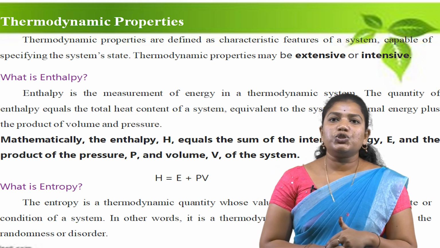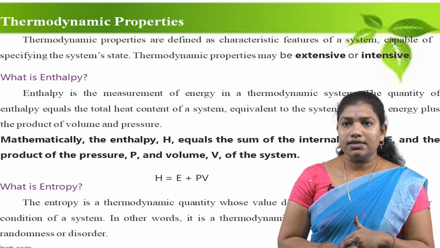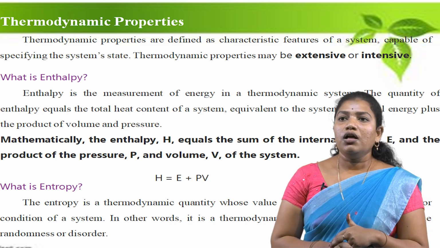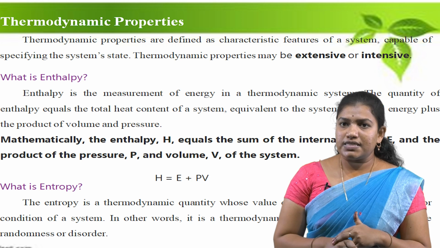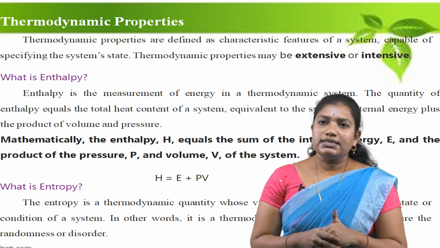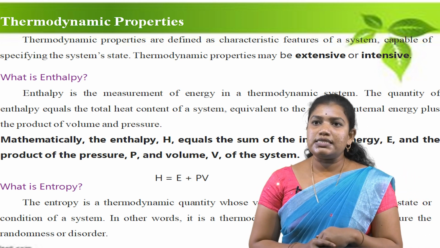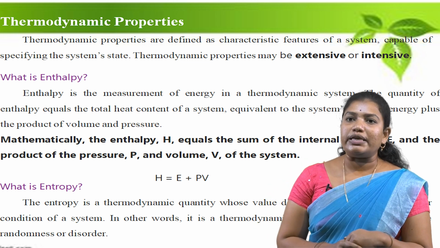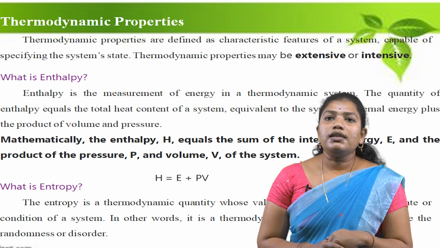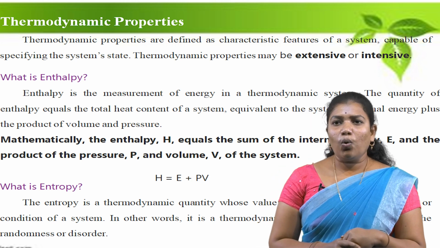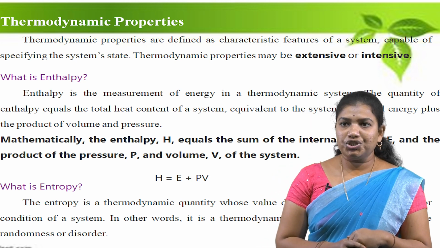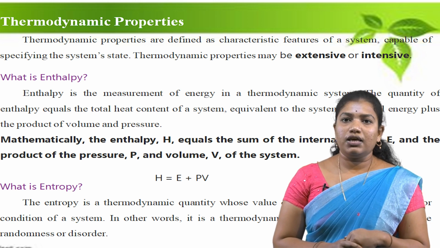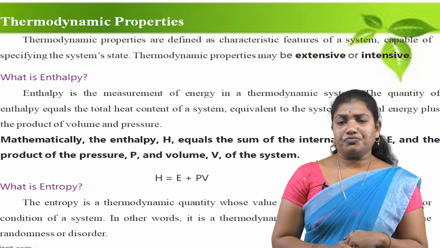Enthalpy is a measurement of energy in a thermodynamical system. The quantity of enthalpy equals the total heat content of the system. It is equivalent to the system's internal energy plus the product of volume and pressure. The equation is H equals E plus PV. Mathematically, the enthalpy H equals the sum of the internal energy E and the product of the pressure P and volume V of the system.